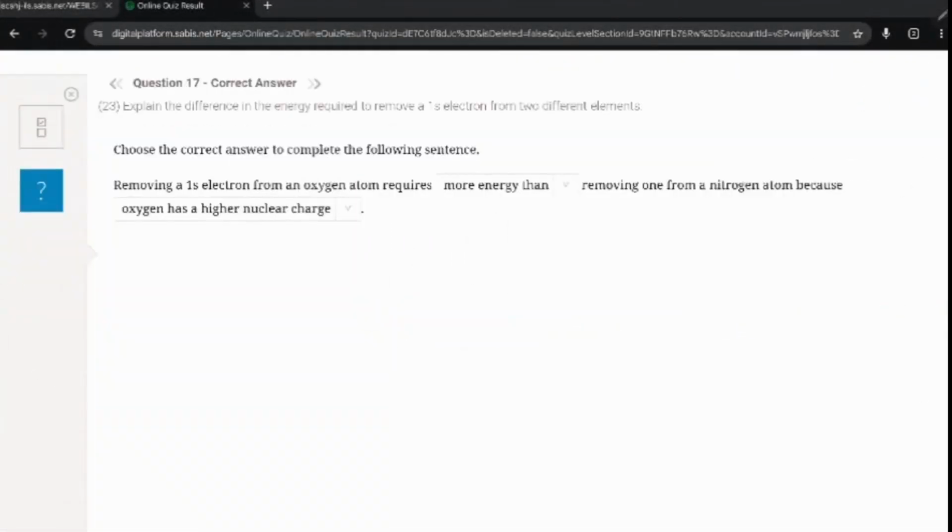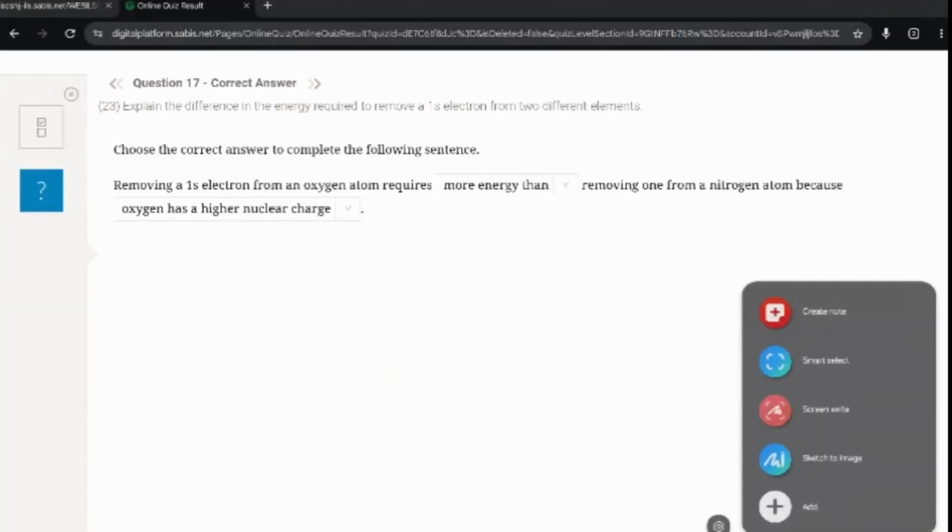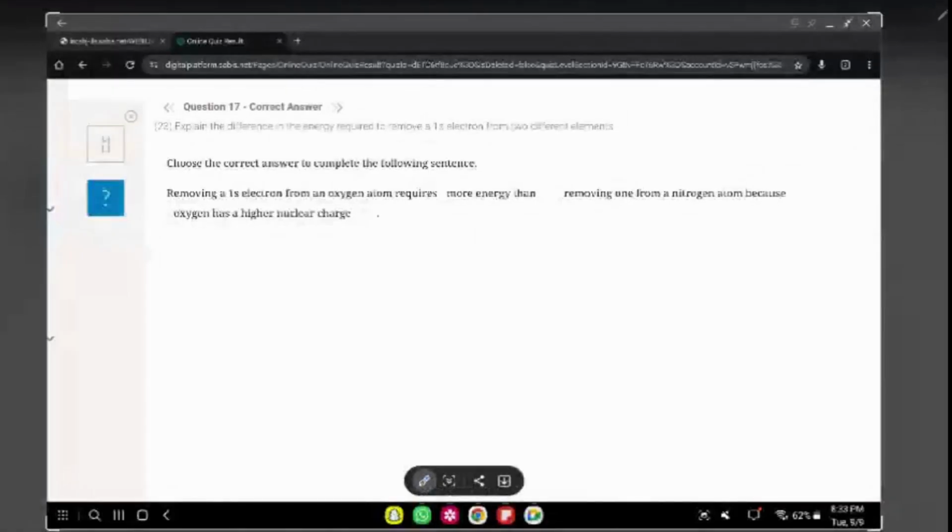Okay, we have question 17. Removing a 1s electron from an oxygen atom requires something energy, and removing one from a nitrogen atom, because oxygen has a something. Alright, so when we say removing an electron, what type of energy are we speaking about here? No, what's the energy called to remove an electron? It's called the ionization energy, right? Alright, so nice and easy.